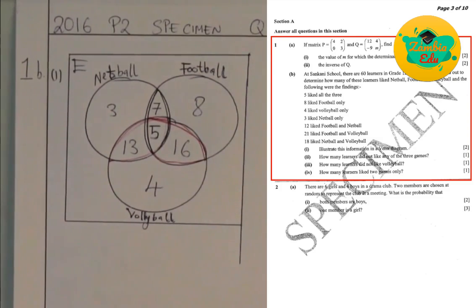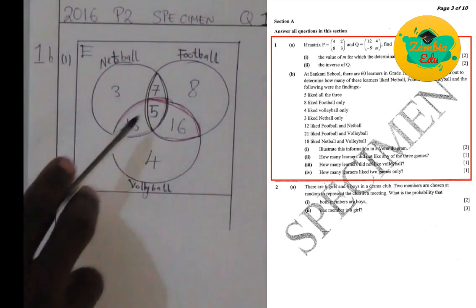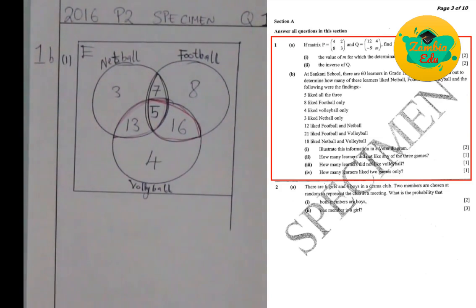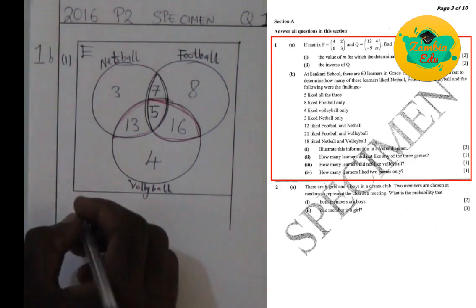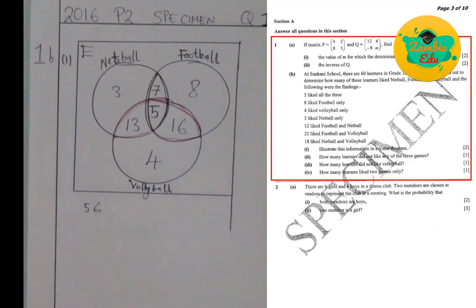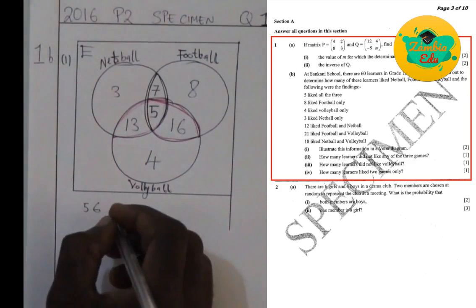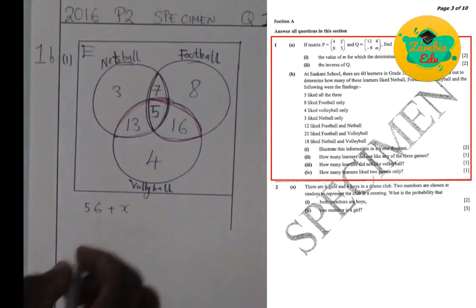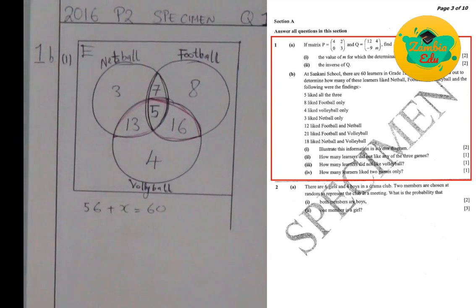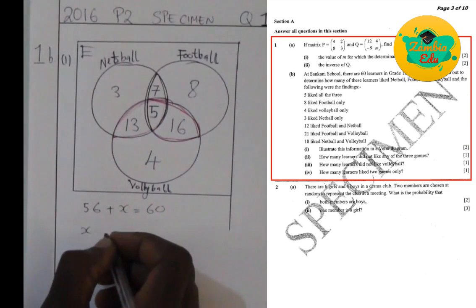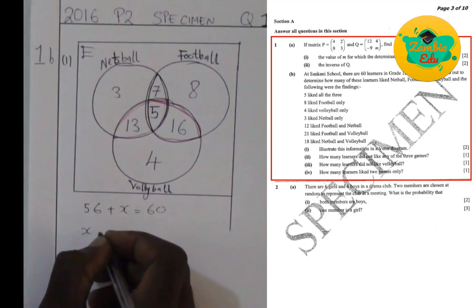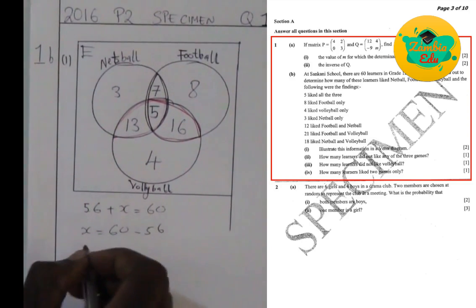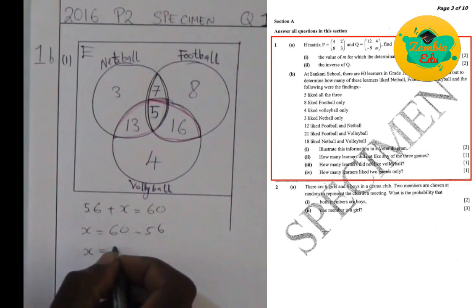So we'll add 3 plus 7 plus 8 plus 13 plus 5 plus 16 plus 4, and we discover that the total is going to give us 56. If that gives us 56, which means that there is an x, or there is an unknown value which is missing for us to have 60. So to find that unknown x value, we do our x there equals 60, we take 56 to the other side, we subtract, and so our x is equal to 4.